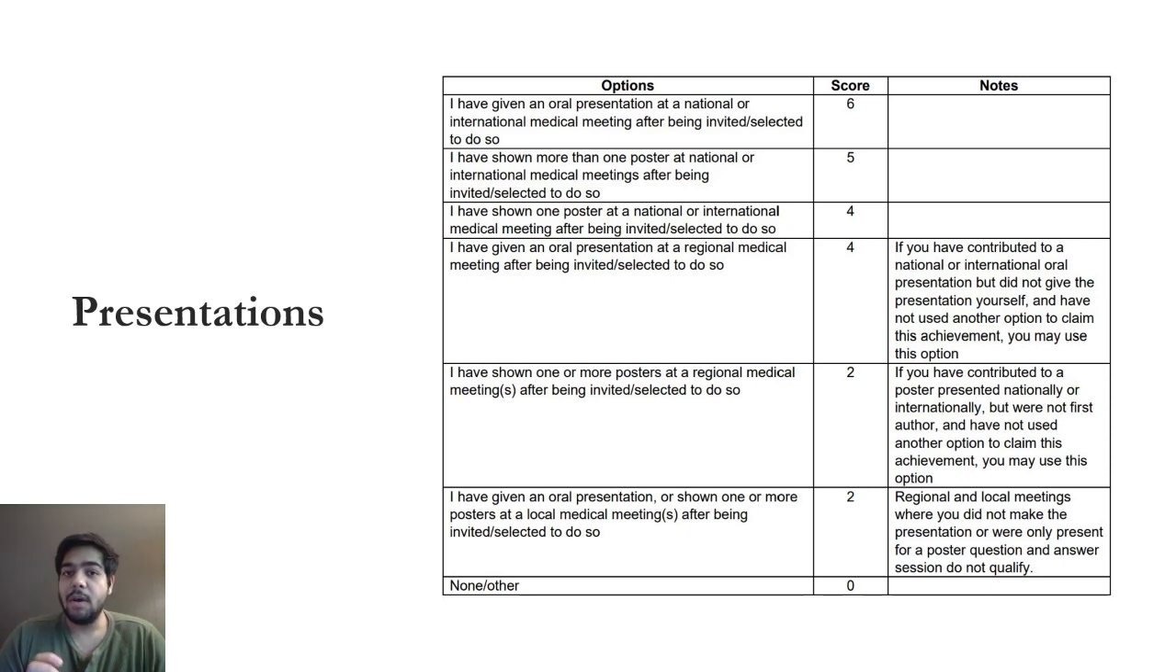Now, if you have given an oral presentation, but this was at a regional medical meeting, you will get a score of 4. And if you have shown more than one poster at a regional medical meeting, you get a score of 2. And the last one is that if you have given an oral presentation, or you have shown one or more posters at a local meeting, you get a score of 2. And if you have not done any of these, you get a score of 0.